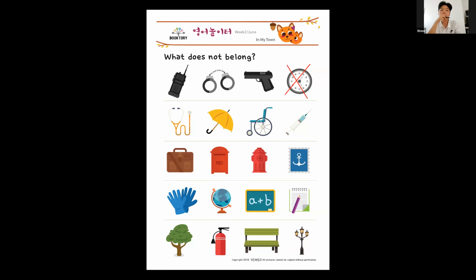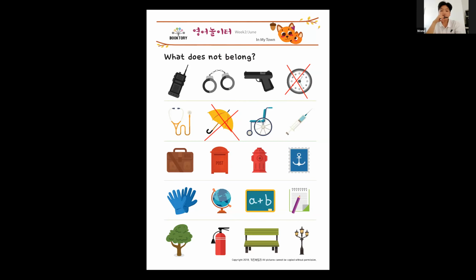The next one I see is a stethoscope, an umbrella, a wheelchair, and a shot, right? An injector, a shot. We would see these items at a hospital, but one of them does not belong. Which one? Umbrella. Very good. An umbrella. Make this X better. There we go.